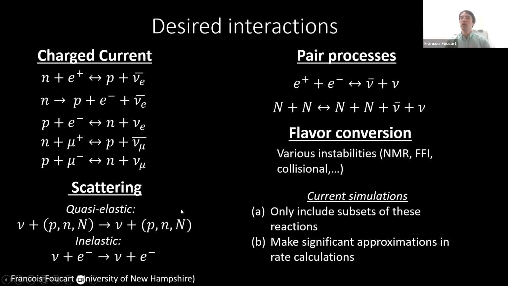The second broad group of interactions are scattering interactions. There are two subclasses, I would say. There are quasi-elastic interactions, which are usually treated as elastic, so the neutrino energy does not change, and isotropic, even though they are not exactly isotropic either. Those are scattering onto protons, neutrons, and very subdominantly nuclei.